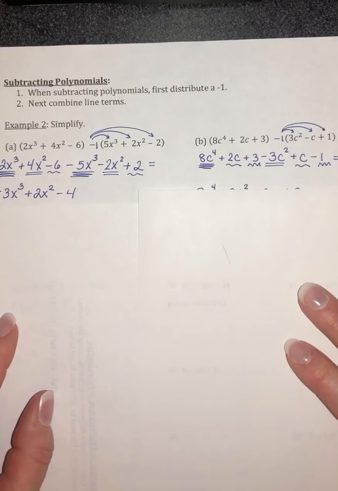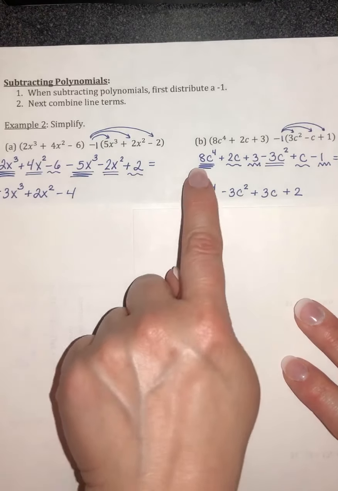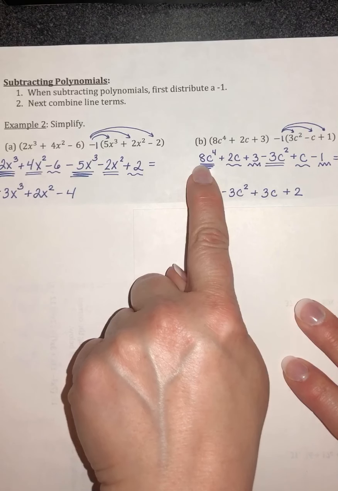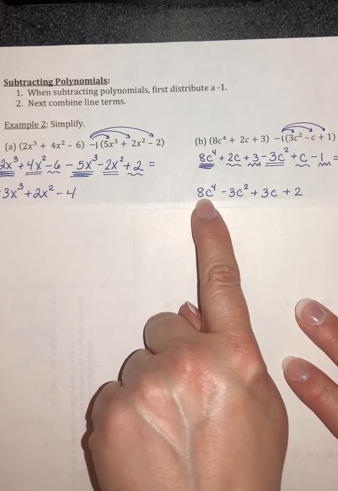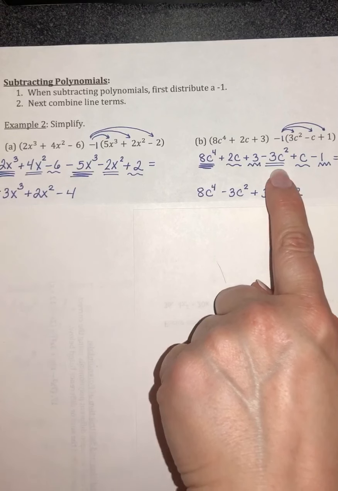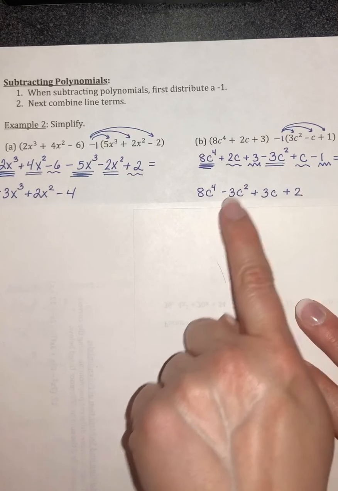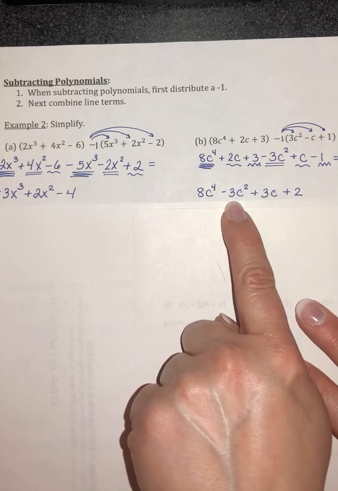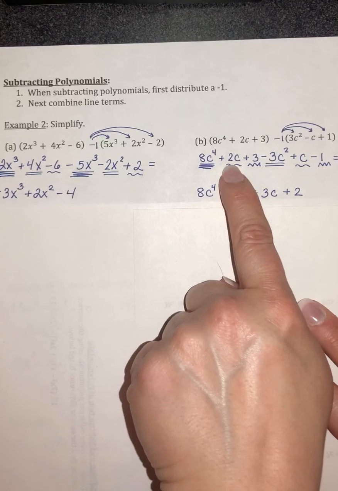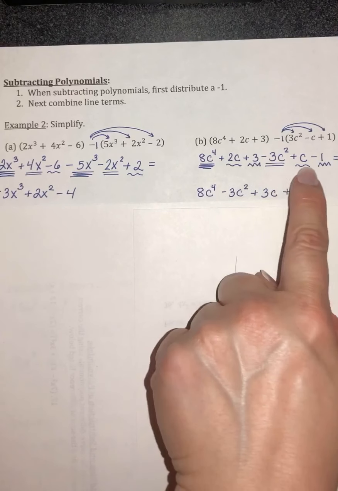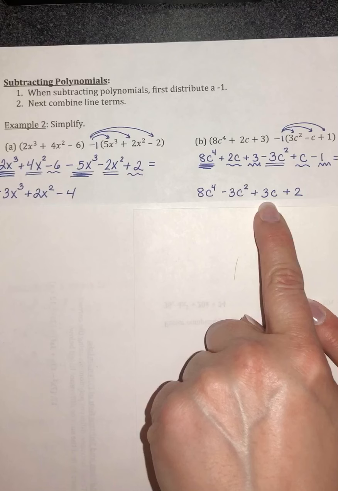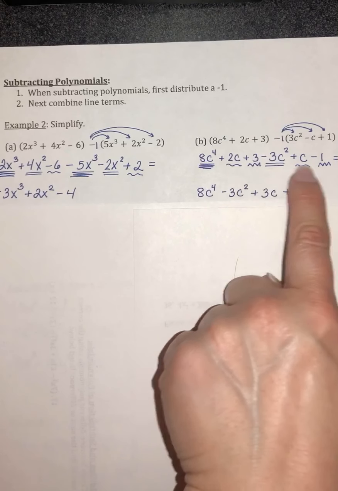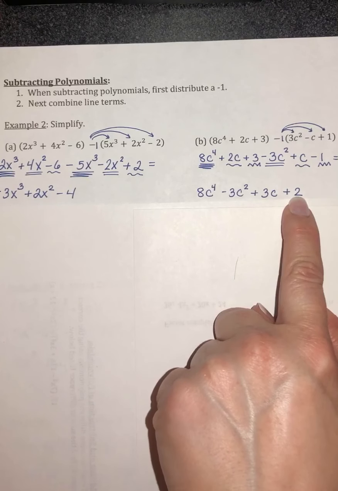And again, we combine like terms. So we have an 8c to the 4th. There's no other term to combine with it. Negative 3c squared, again, no term to combine with it. 2c and 1c gives me a total of 3c's. And 3 minus 1 gives me 2.